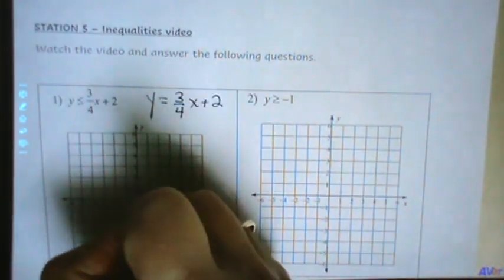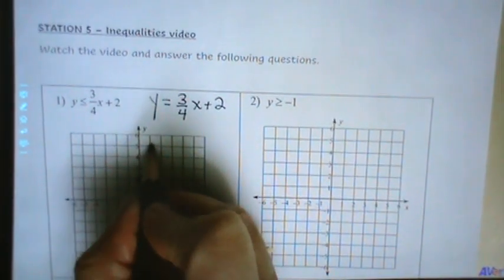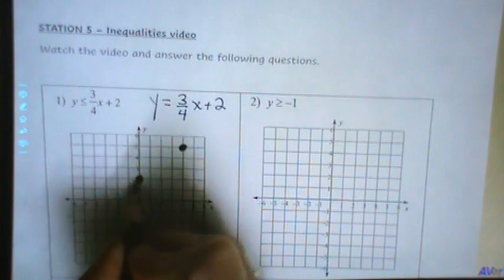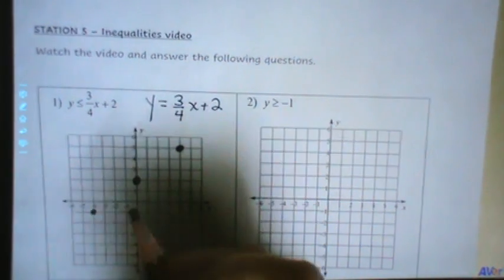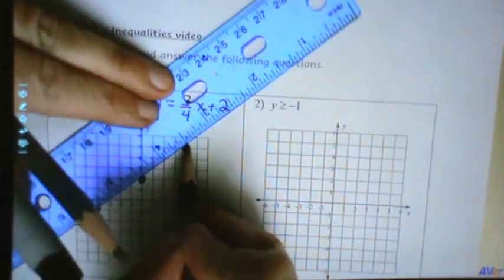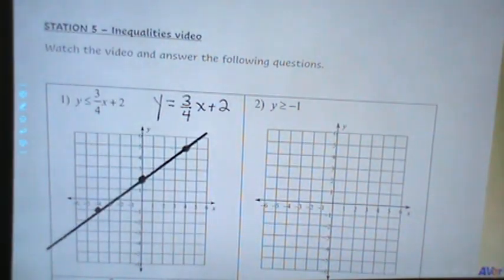So I'm going to go up to 2. That's my starting point. My slope is 3/4, which means I'm going up 3, to the right 4. I can also go backwards. I can go down 3 to the left 4. Now, I'm going to draw on my line. For right now, guys, I want you just to think about drawing a line. We'll talk a little bit later about these kinds of lines, but for right now, just draw yourself a solid line through your points.